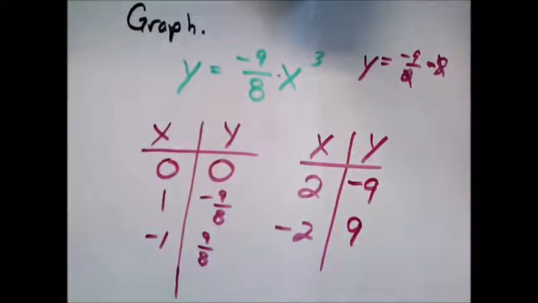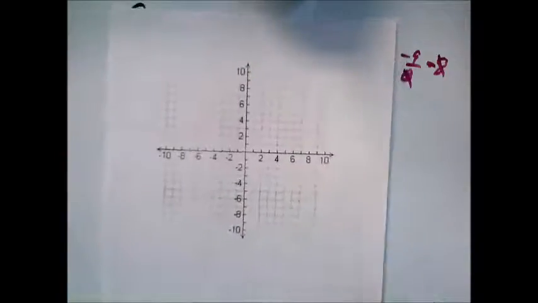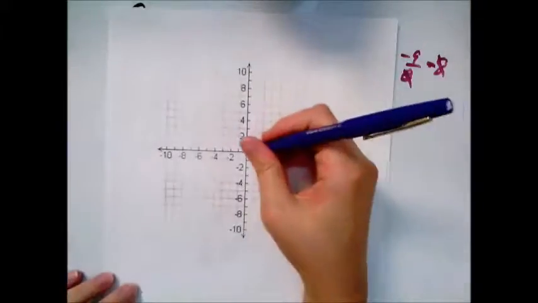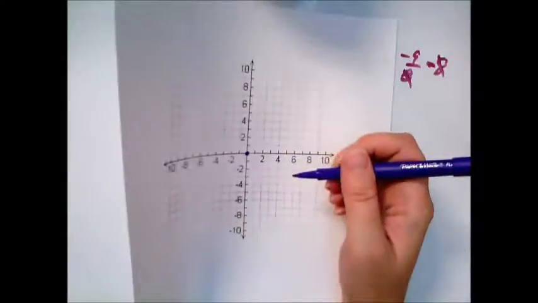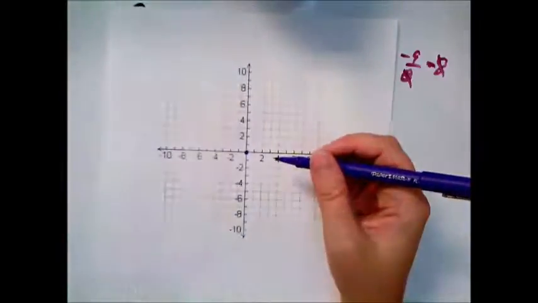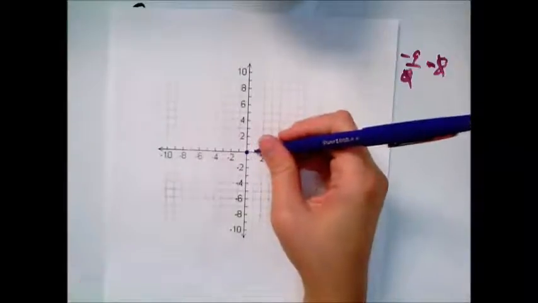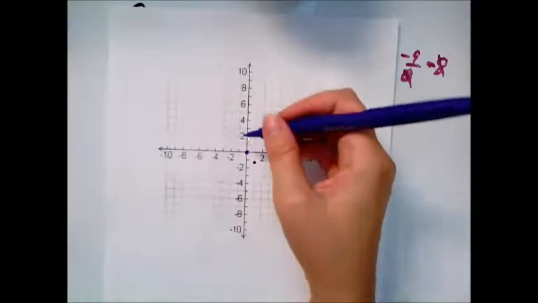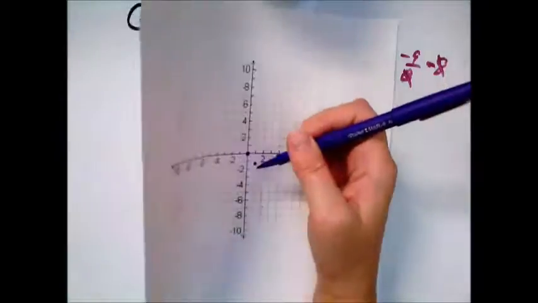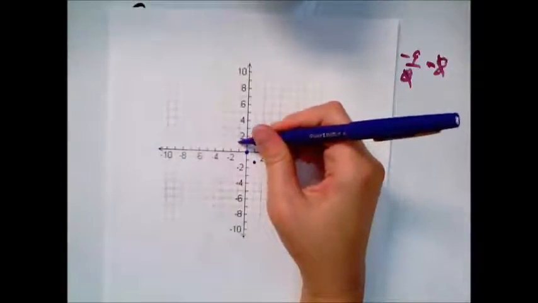Alright, so let's see about putting these all on a graph then. So first I had the point 0, 0, right there at the origin. And for the rest of them, get them close to where they look like they are. So for 1, negative 9/8 is over 1, and 9/8 is just a little more than 1, so down a little bit more than 1. And then we also did negative 1 and we got positive 9/8. So negative 1 and up a little more than 1.